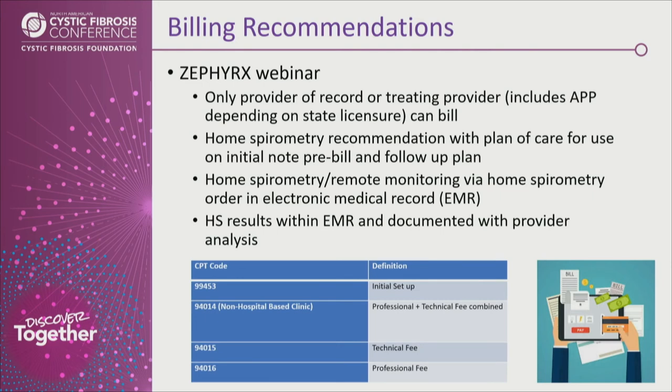Now, if you are a hospital-based clinic or a standalone clinic, it depends, so you need to understand that at your center. My center is a hospital-based clinic, so we are unable to use what they call the parent code, which is 94014. Instead, because we're a hospital-based clinic, they separate the two codes: 94015, which is the technical fee, as Dabney had pointed out, and 94016, which is the professional fee, which is the analysis of the home spirometer result.